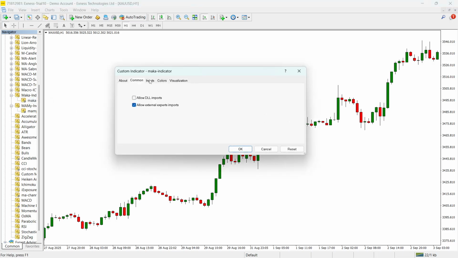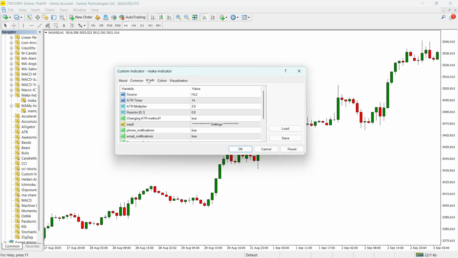As for the indicator settings, let's take a look. The ATR timer input controls how the indicator measures volatility over time, effectively defining the look-back window it uses when assessing recent price movements. The multiplier setting adjusts how sensitive the signals are to changes in volatility. Higher multipliers require stronger moves before a buy or sell arrow appears, while lower values make signals more frequent.